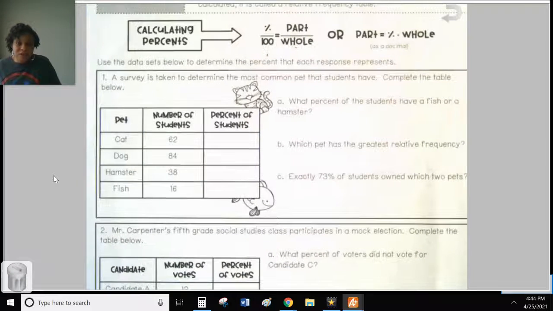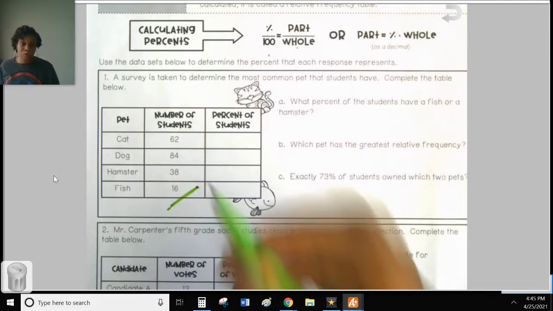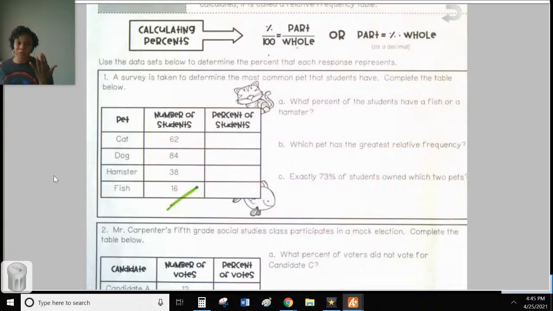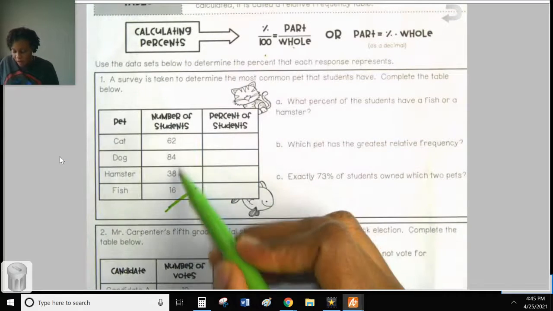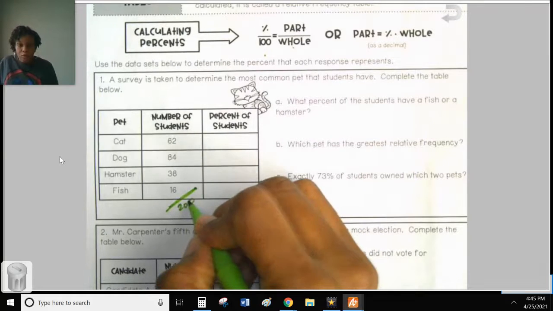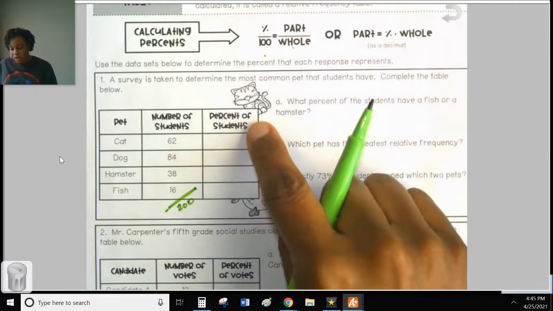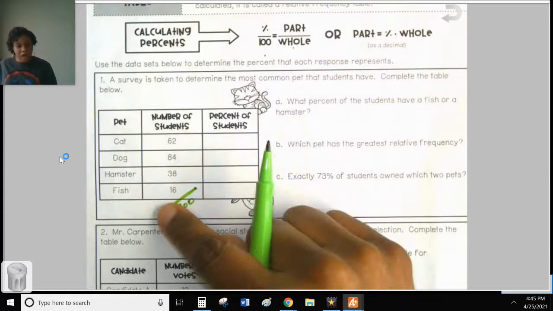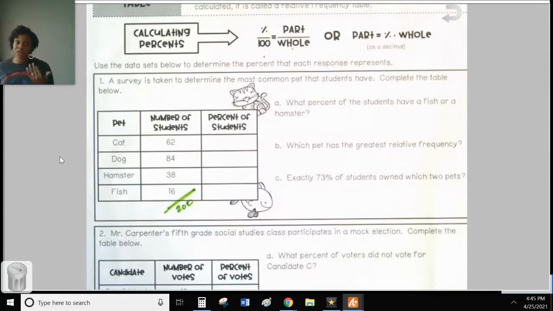Okay, it says a survey is taken to determine the most common pet that students have. Complete the table below. So I think I've told you guys in the past, whenever you're given a table like this, the first thing I want to do is always find the total. So we know we're dealing with parts, wholes, and percents. So what's the whole of the people surveyed or the students? When I did my calculations, I added up and I got a total of 200. So I need to find the percentage of students who voted for each one of the pets, and look at these names: cat, dog, hamster, fish, categorical data, right? If you're answering a survey question, it's not going to give you a number. And this is going to be a relative frequency table because we're going to get percentages.